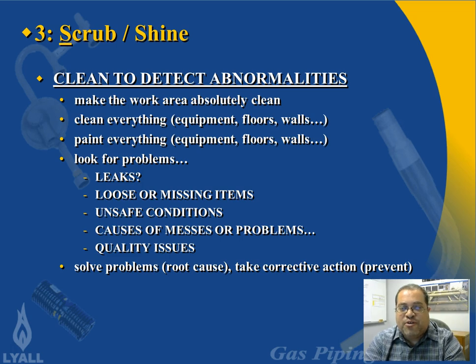And so it's critical to maintain your environment this way as an early warning system for problems that could become larger. So you want to make the work area absolutely clean: equipment, floors, walls, and this is where you look for problems. You look for leaks in air hoses, which can be obscured when things are filthy. You look for loose or missing items, which can be obscured when things are filthy. Unsafe conditions, frayed wires is a really big thing.